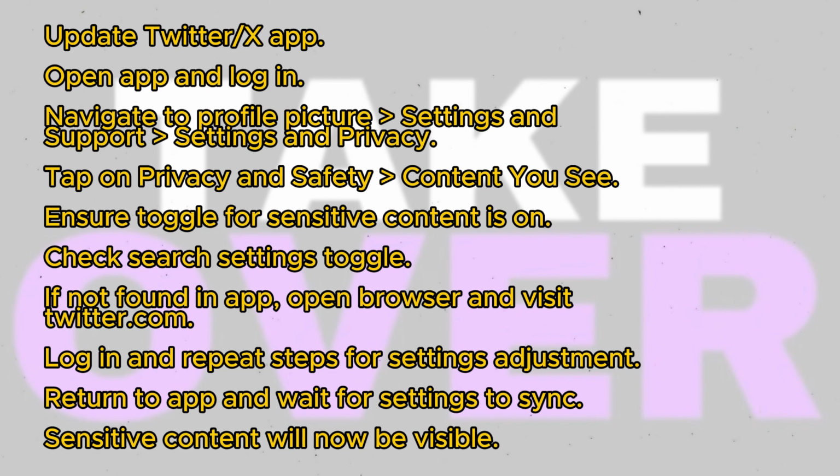Once done, revisit the Twitter app, and after a few moments for the settings to sync, you should find that sensitive content is no longer hidden. And there you have it. You've successfully configured your settings to view sensitive content on Twitter.